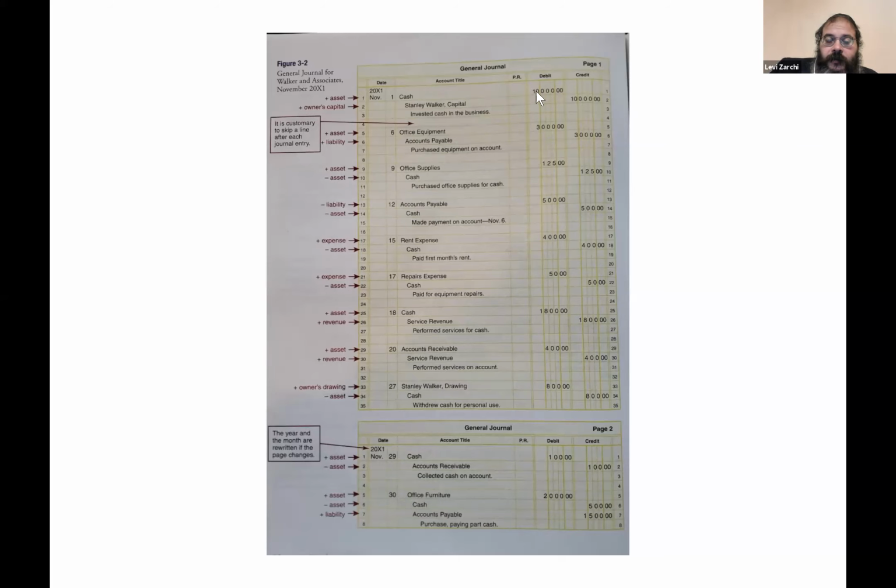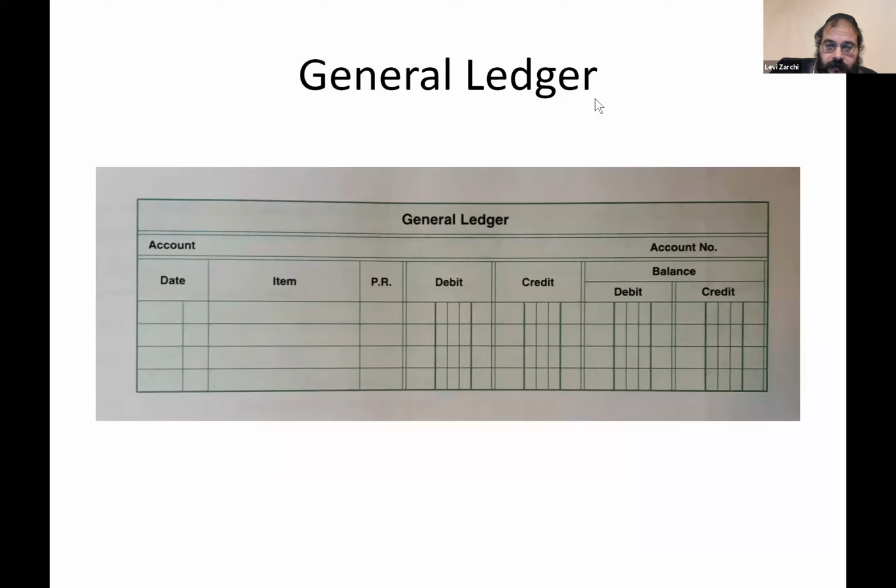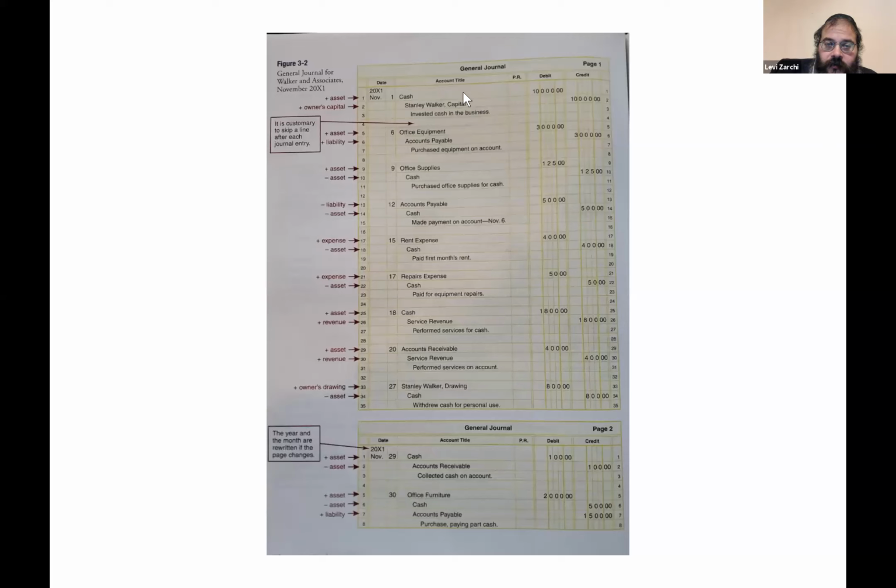So now we're keeping track of the money that came into the company and whether this money was a loan, which is a liability, or from an investor, who is getting equity in the company. There's a general ledger. This is the ledger which would transfer everything over. And this is the journal. This is where we put the diary.